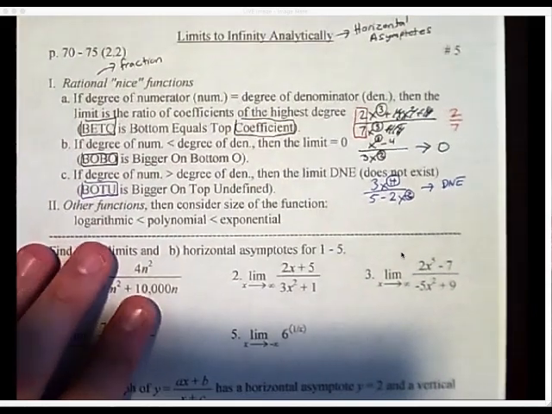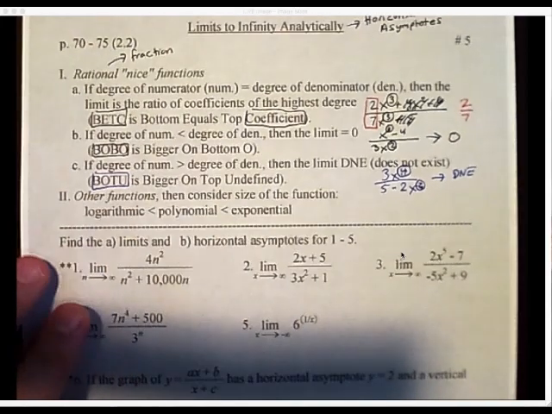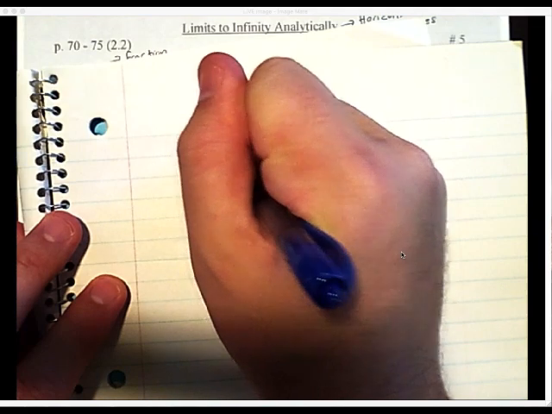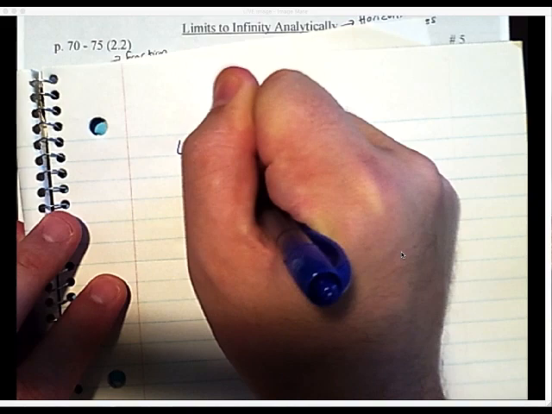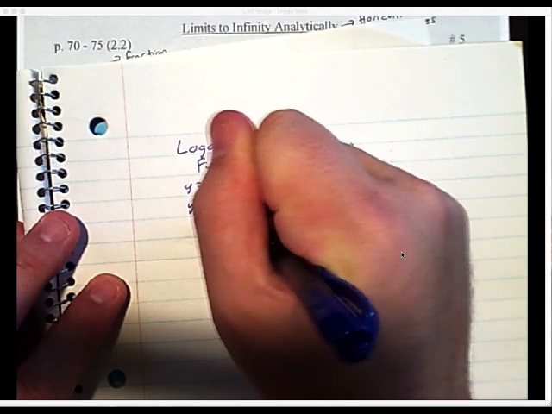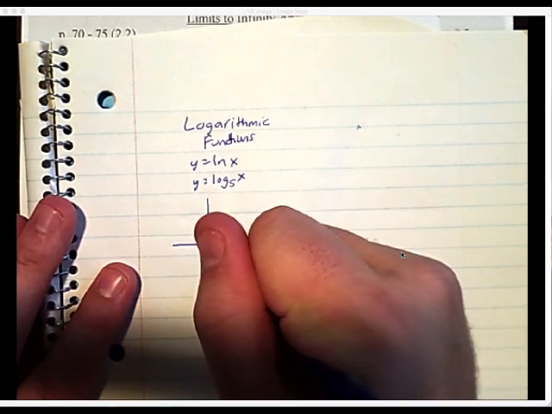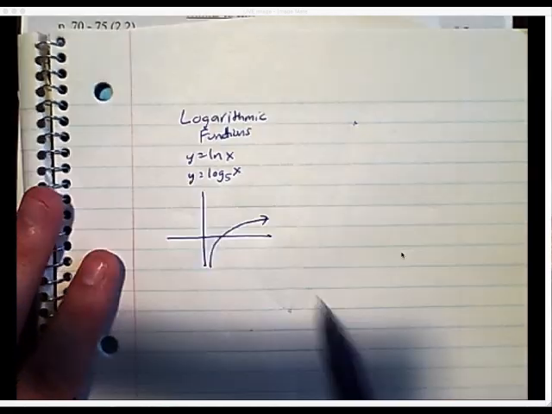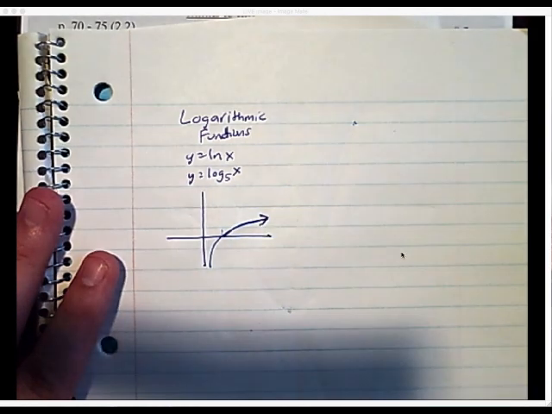Now for other types of functions, you have to think about what their graphs look like. If you think about logarithmic functions, such as y equals ln of x, or y equals log base 5 of x, I don't care what the base is, those graphs generally look like that. As you go further out to the right, it increases, but it increases slowly.